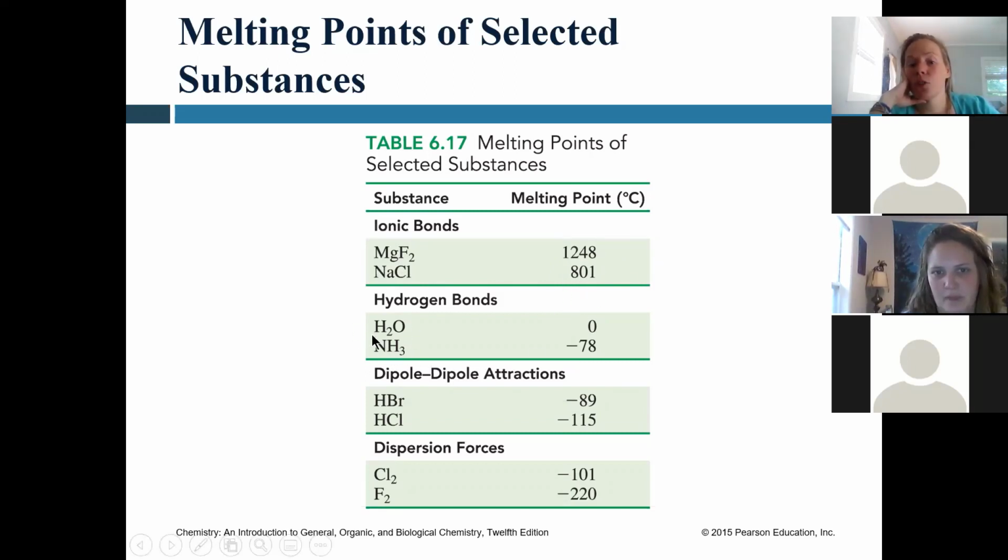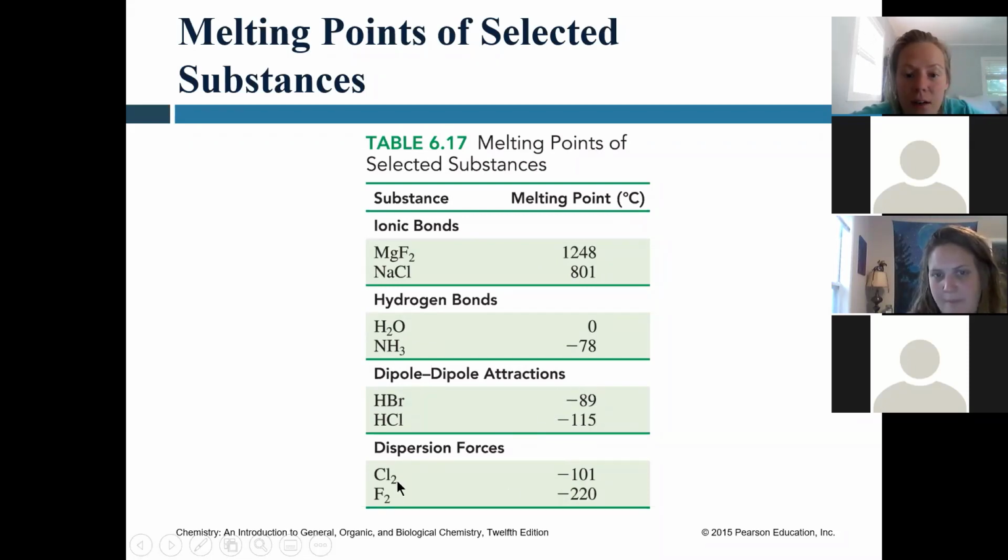Here we've got some hydrogen bonds. So we've got hydrogen mixed with oxygen and hydrogen mixed with nitrogen. Again, if hydrogen was mixed with fluorine, we would also include this under hydrogen bonds. The melting point for these is not anywhere near as high as the ionics, but higher than the other ones because it's a pretty strong force, the hydrogen bonds. Dipole-dipole attractions that aren't including hydrogen and oxygen, nitrogen, or fluorine have a much lower melting point.